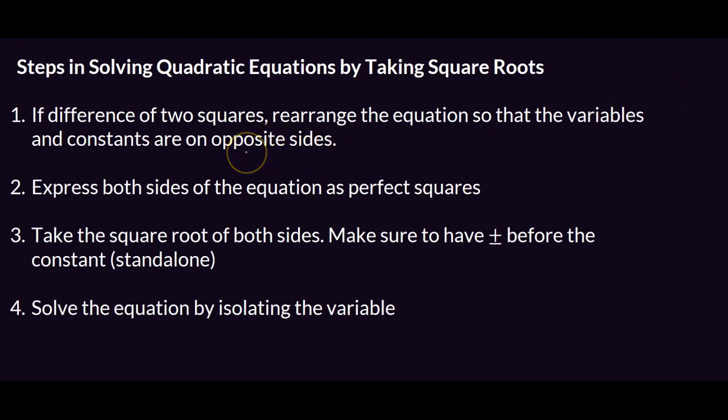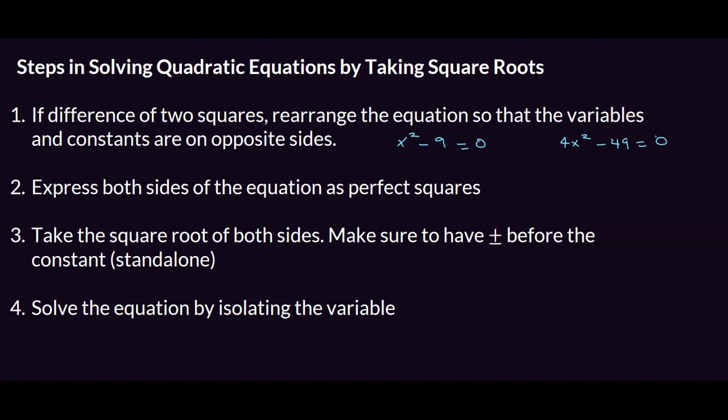If we are looking at solving quadratic equations by taking square roots, we want to check for what type of equation we have. If we have something that is represented as the difference of two squares, and what I mean by that is something like x squared minus 9 equal to 0, or 4x squared minus 49 equal to 0, we will make sure we rearrange the equation so that the variables and constants are on opposite sides. And then we will express both sides of the equations as perfect squares if they are not difference of two squares.